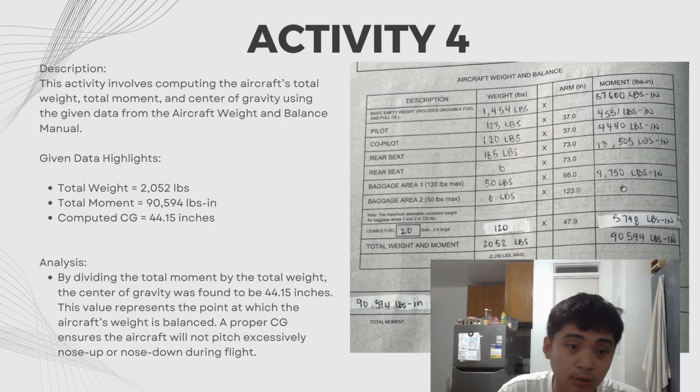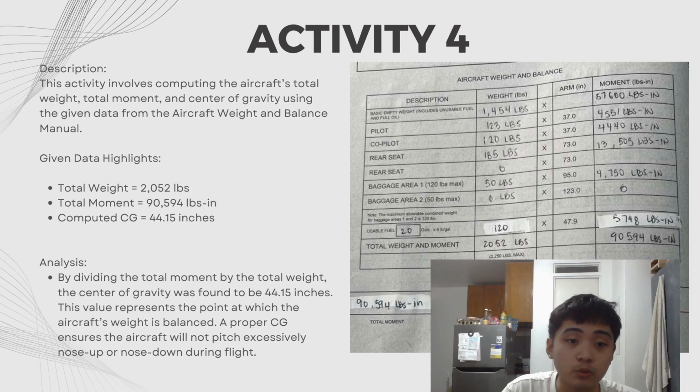Good day, everyone. In this part of the presentation, I'll be explaining how we determine the center of gravity, or CG, in terms of percent mean aerodynamic chord, also known as percent MAC. We use the data from the weight and balance table to analyze the aircraft's balance and stability. This calculation helps us identify whether the aircraft is nose heavy or tail heavy, ensuring proper flight control and stability during operation.